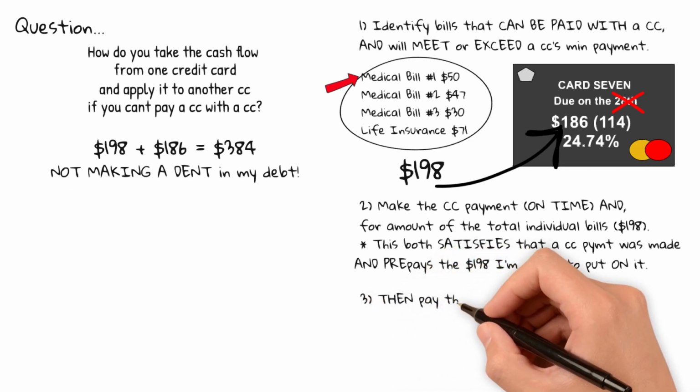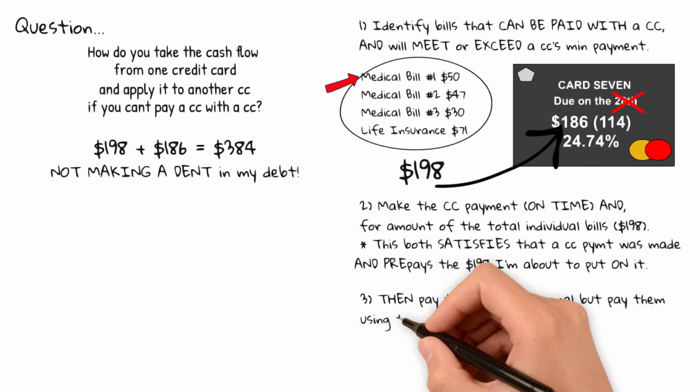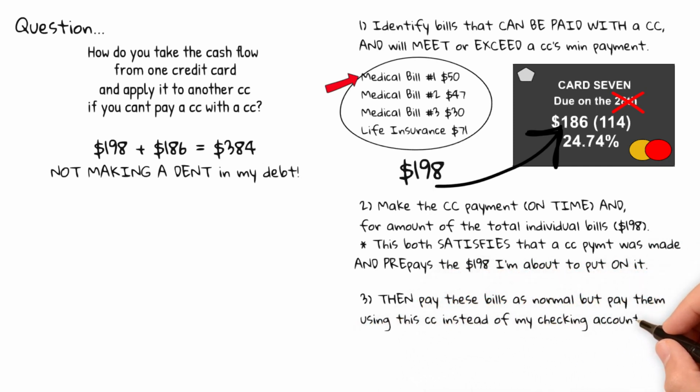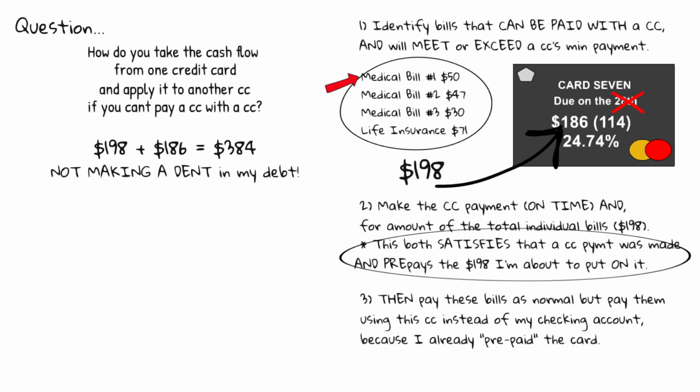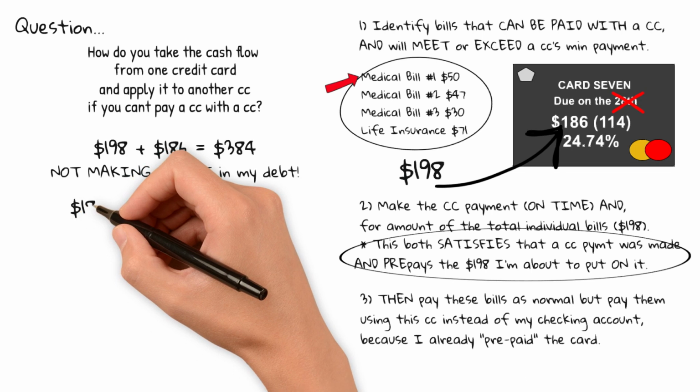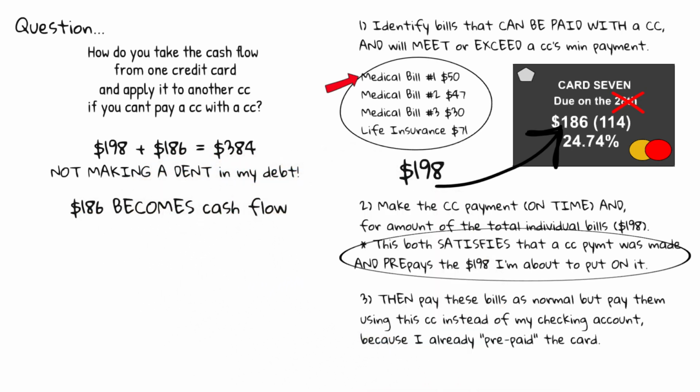Okay. And then I go around and when these bills are due, the medical bills, the life insurance, I'm paying the bills as normal, but instead of paying with my debit card, having it auto draft or whatever out of my checking account, I'm paying for it with the credit card that I just already paid down to accommodate these. So what that does is satisfy the credit card minimum payment due and allow me to prepay the credit card, so the balance is not really moving. I'm paying it down, I'm putting it right back on there. And that frees up that $186 that I was going to have to come out of pocket for the credit card.